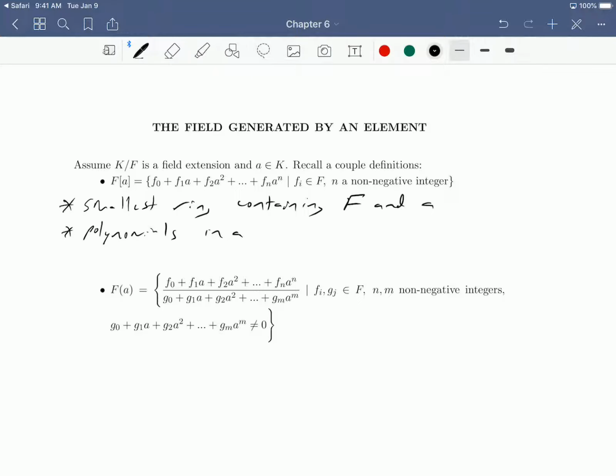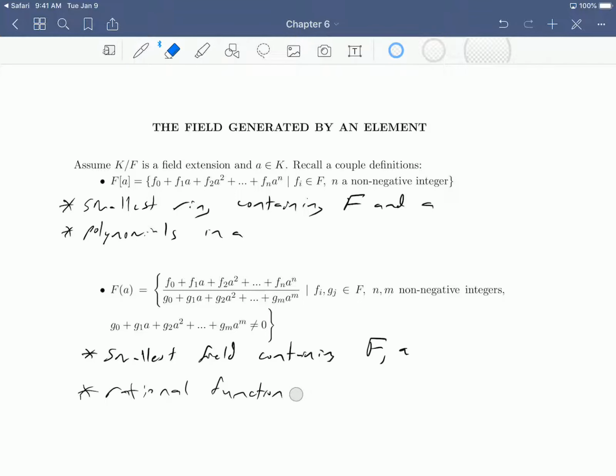And then we added a new layer to this, which was let's take that ring and turn it into a field by allowing denominators, allowing these multiplicative inverses. So this guy is the smallest field that contains F and A. It's the smallest field containing F and A. And it just has these denominators. Sometimes it's called rational functions in A, and that rational means we're allowing denominators.